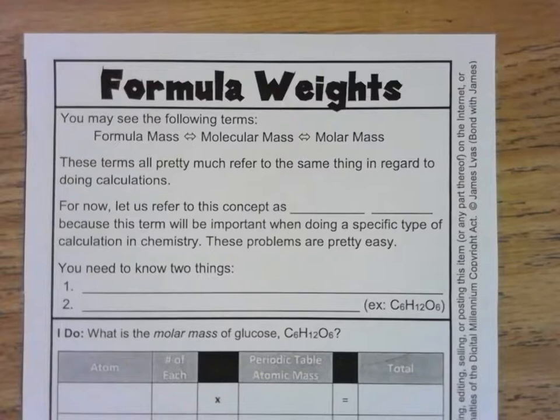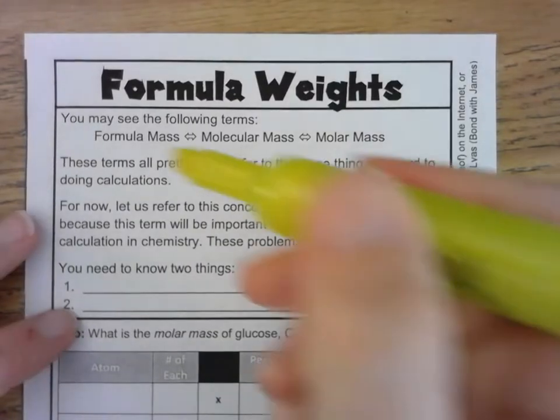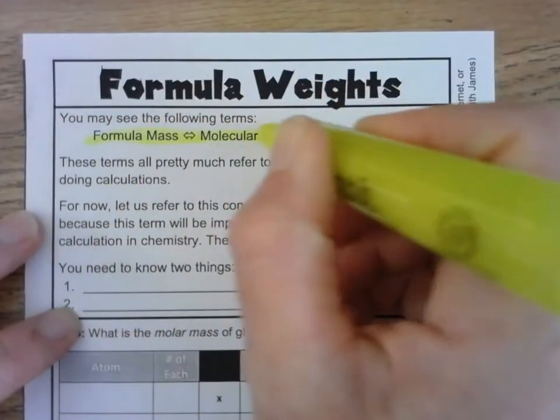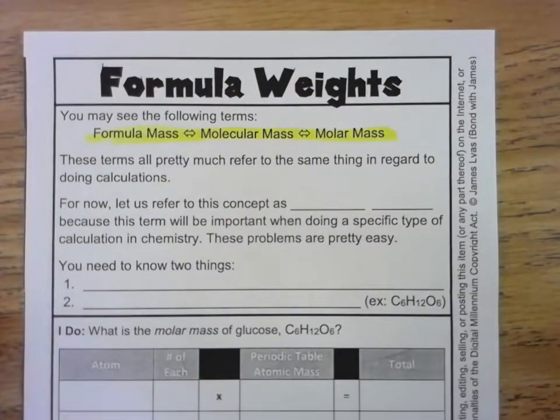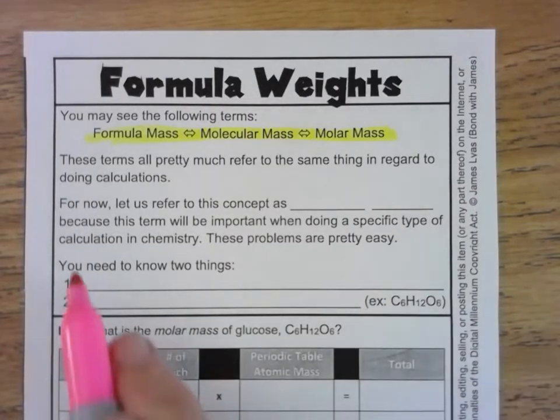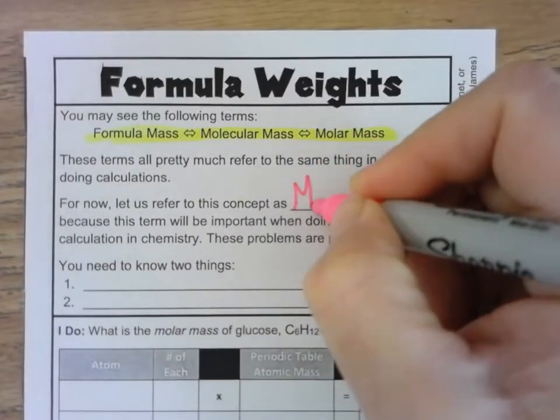The title is formula weights, so that's one term we use, and it says you may see the following terms: formula mass, molecular mass, and molar mass. I would like you to highlight those just like I did. These terms all pretty much refer to the same thing in regards to doing calculations. So if you see any of those words and they ask you to calculate that, you're going to follow these directions. For now, we're going to refer to this concept as molar mass.